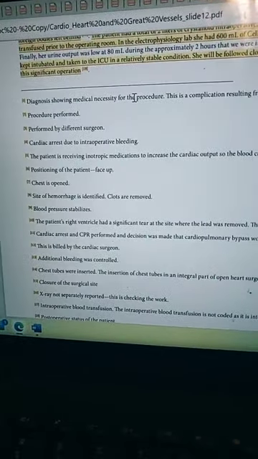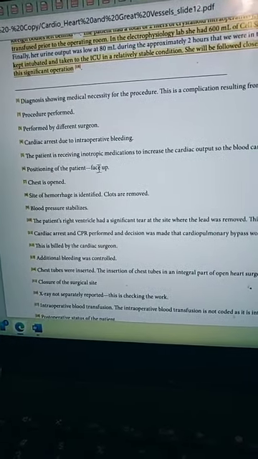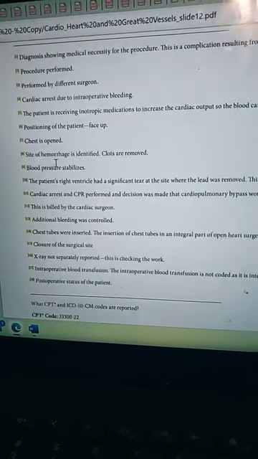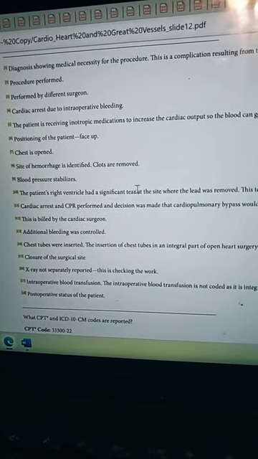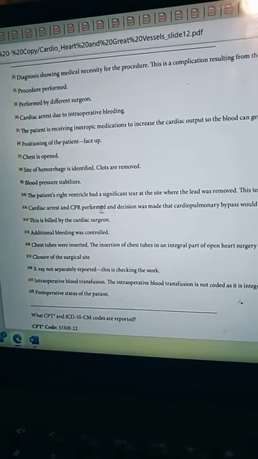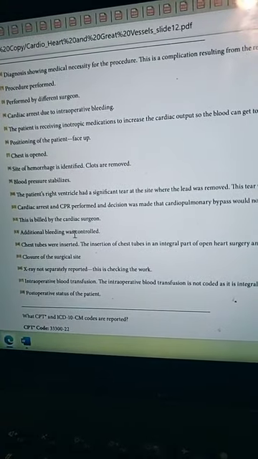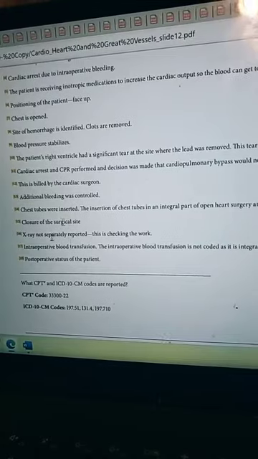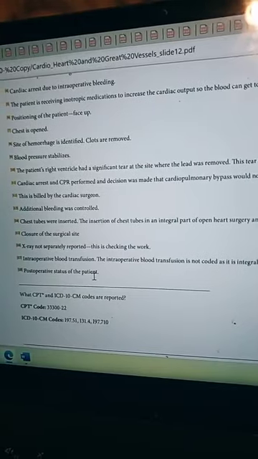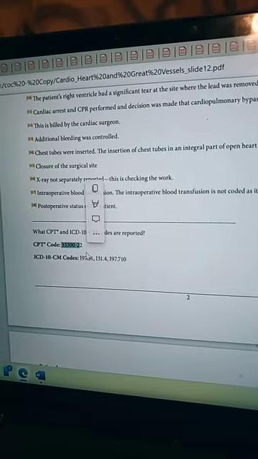The cardiac arrest, the intraoperative bleeding, her medications, her position, her chest was opened, her hemorrhaging, her blood pressure stabilizers, her right ventricle lead was removed. There was a tear in her suture. They're going to have to code her CPR and billed by the cardiac surgeons. Additional bleeding controls, chest tube, closure site, x-rays, because she had the fluoroscope, and blood transfusion, and then her post-operative stat. So her procedure code is just that simple one.